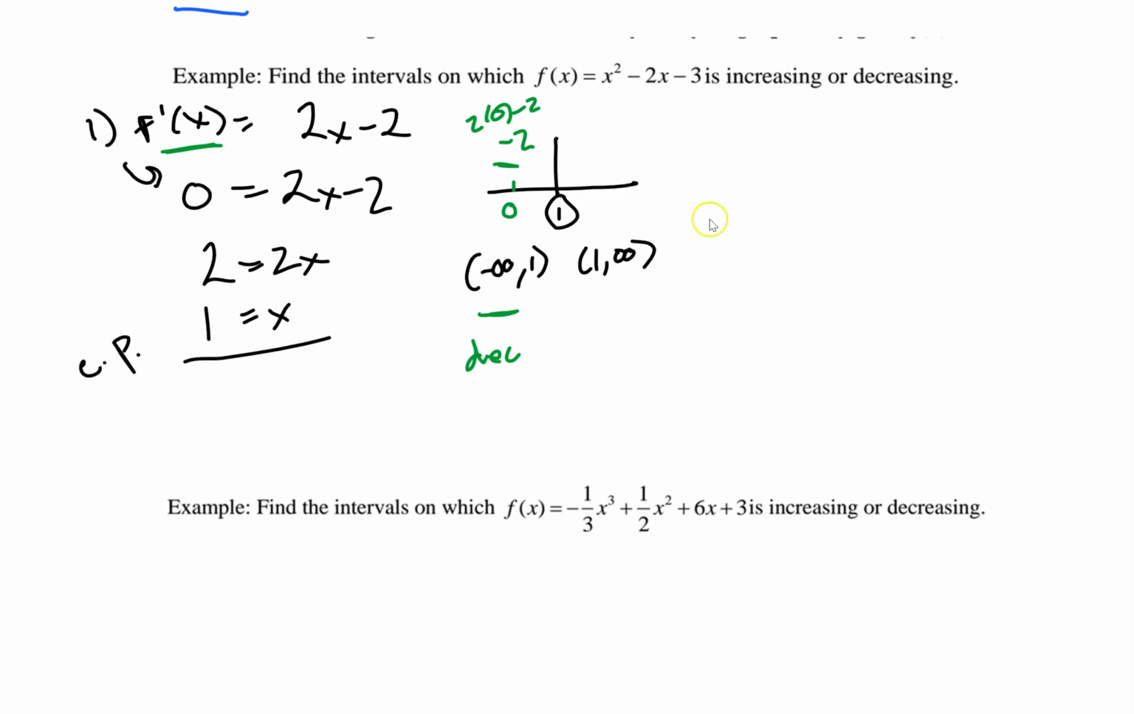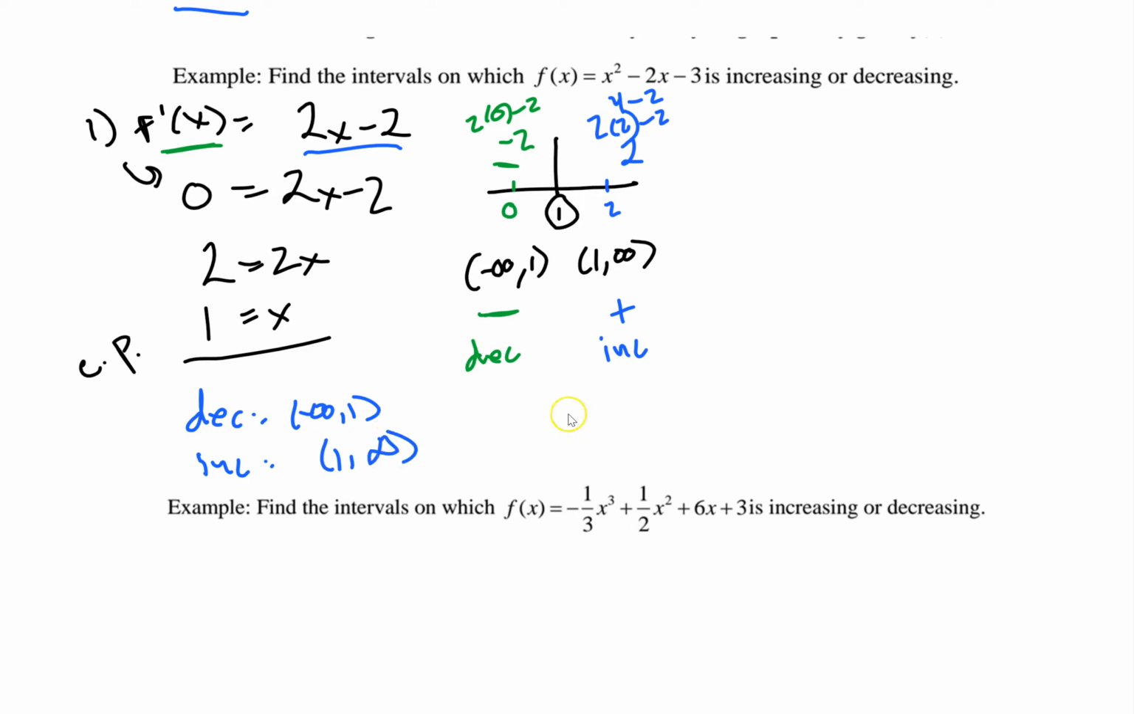On this side over here, 1 to infinity, pick a test point, something like 2. Plug it into the equation. So 2 times 2 minus 2, I get 4 minus 2, which is just 2. That's a positive value, so it means I'm increasing here. Right? So for this graph, you're decreasing from negative infinity to 1, and you're increasing from 1 to infinity. So that's how you do it using a sign chart.